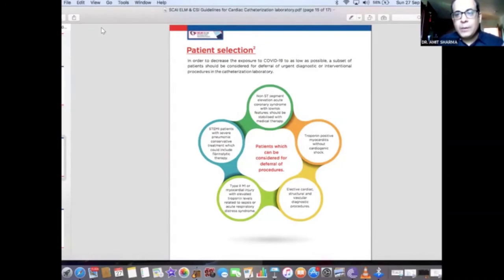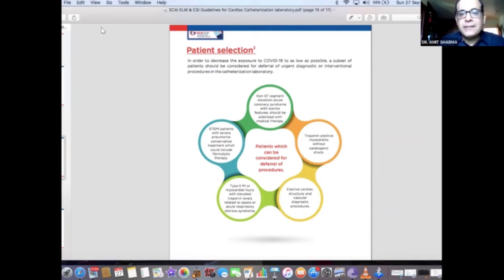Now, your selection of patients that you take for this procedure has to be very, very careful. For example, if I see the topmost one, that is non-ST segment elevation MI, I am not going to risk the team. I am not going to risk the people in the hospital by taking this patient directly to cath lab. These non-ST segment elevation MIs can be managed conservatively with medical therapy, and then you may take the patient up later once you have the COVID report.